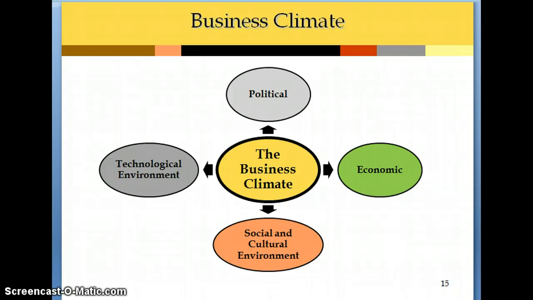Then you should also evaluate the business climate. The business climate has different types of aspects. You can look at the political climate, whether you're dealing with political stability or political instability, the economic situation where there's an economic upturn or there is probably a recession. Also look at the cultural and social environment and the different technological advances that are happening right now in the marketplace.